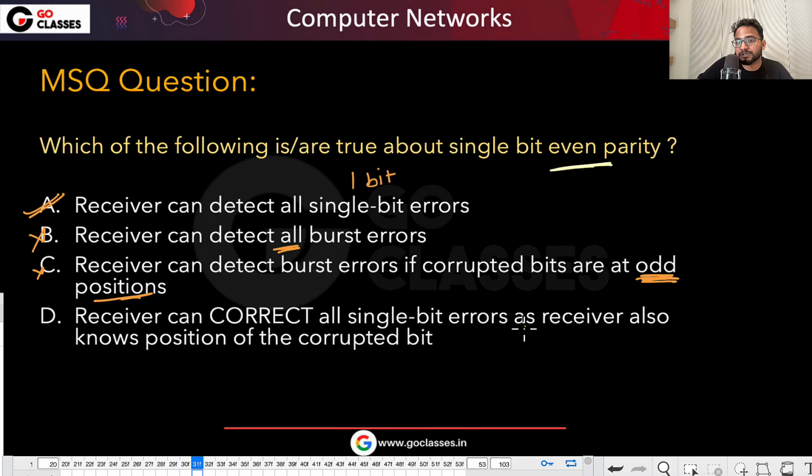Receiver can correct all single bit errors. Single bit error, so the receiver also knows the position of the corrupted bit? See, it cannot correct. You will understand why when we see how to correct the errors. So it cannot correct, it can only detect. So even though this is an MSQ, still only A is the correct answer. It can only detect a single bit error. It cannot correct. How to correct it? Once we see the correction methods, then you will understand why it cannot correct.